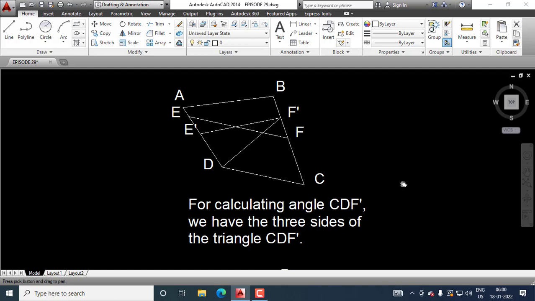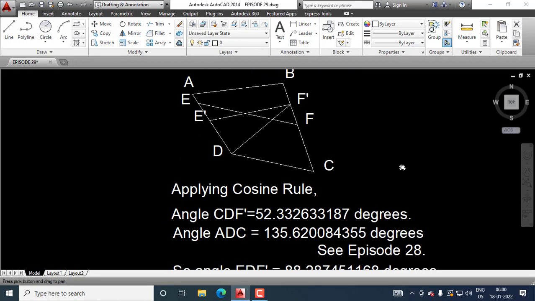For calculating CDF dash, we must calculate the angle of this figure now. We know these three sides. This side we know, this side we know, this side we know. So we can calculate this angle by applying cosine rule. After applying cosine rule, we get CDF dash, this angle, to be 52.332633,187 degrees. Angle ADC is equal to 135.62008435 degrees. We got this figure from episode 28.